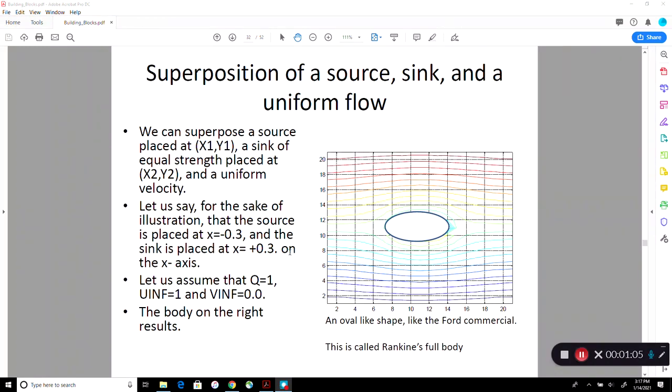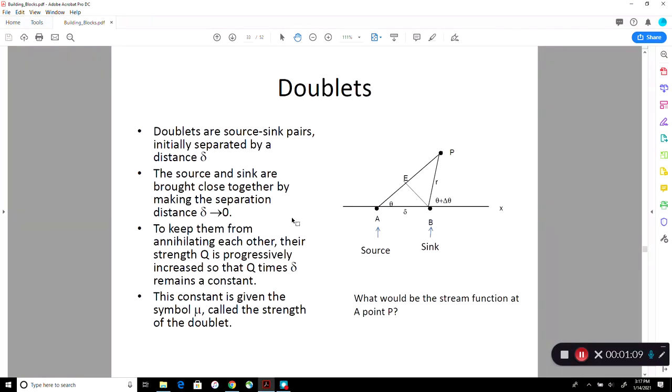Now we look at the next building block, which is called a doublet. A doublet is simply a source-sink pair that's separated by a distance delta. So we let delta go to 0, but we don't want the source to eat up the sink, and neither one will be around. So we increase the strength of Q as delta is decreased. So source is placed at point A, sink is made at point B.